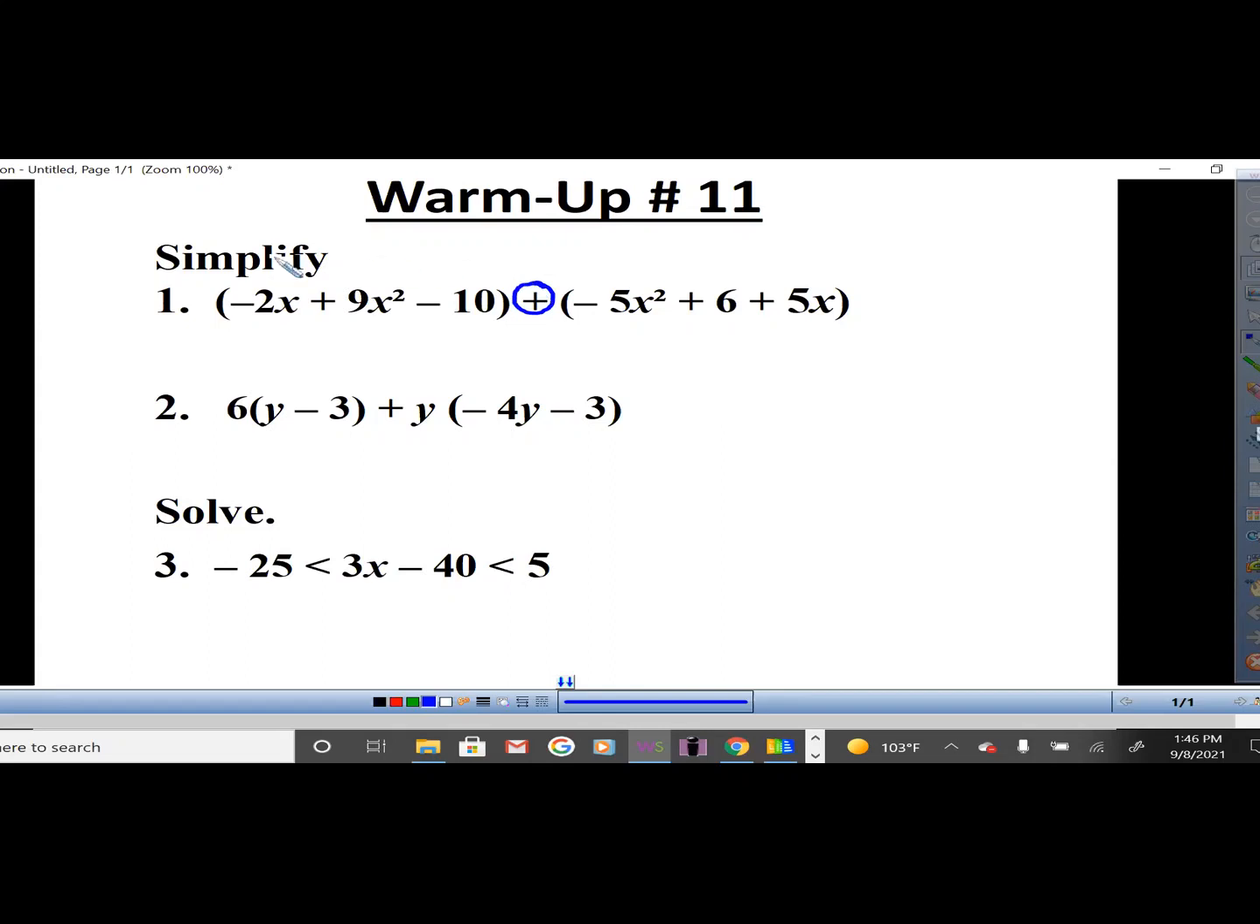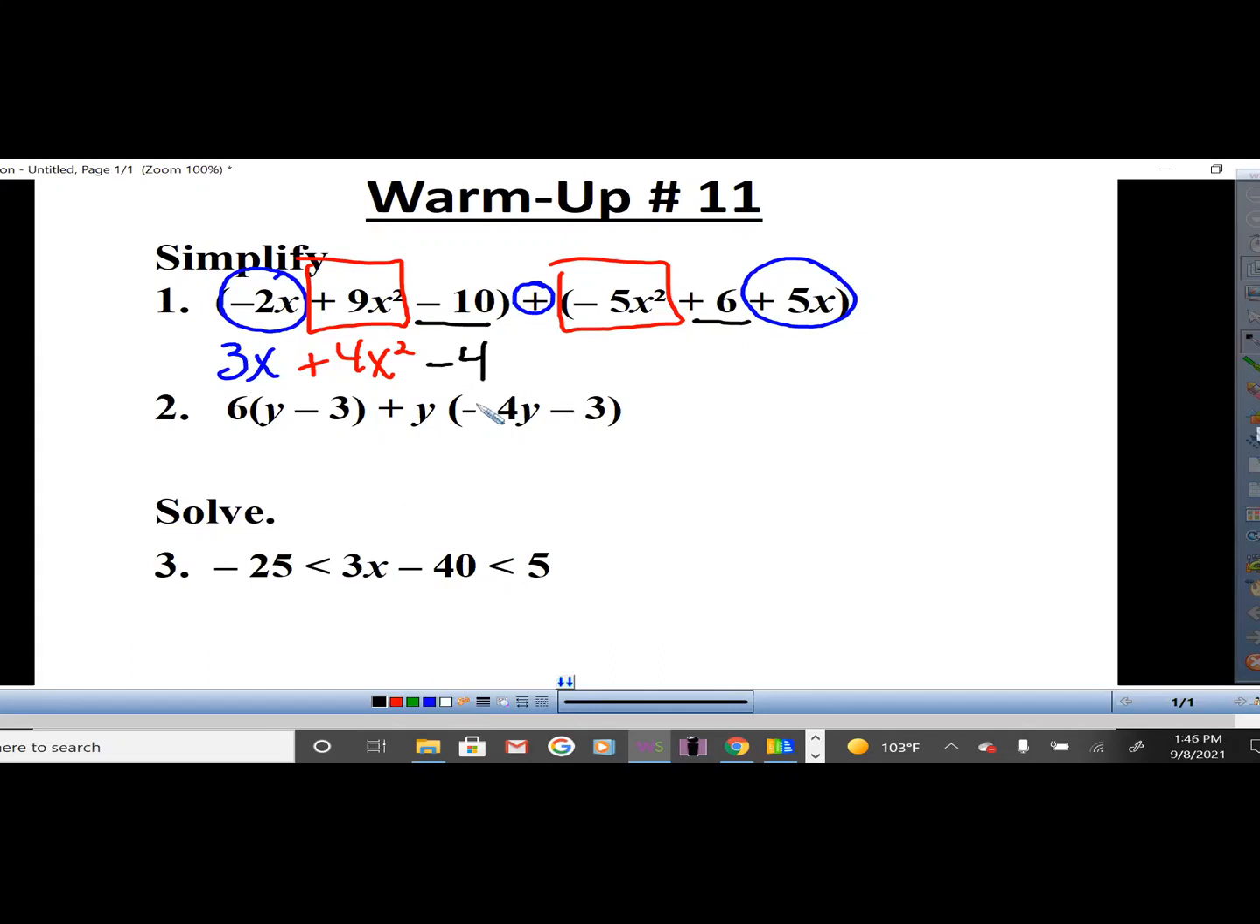So I'm going to start. We have negative 2x. Is there another x? Yes. So we're left with negative 2x plus 5x, that's 3x. From there, we have 9x squared. Is there another x squared? Yes. And negative 5x squared, that gives us positive 4x squared. From there, I'm going to underline the constants. We got negative 10 and positive 6. So with that, that leaves us with negative 4.